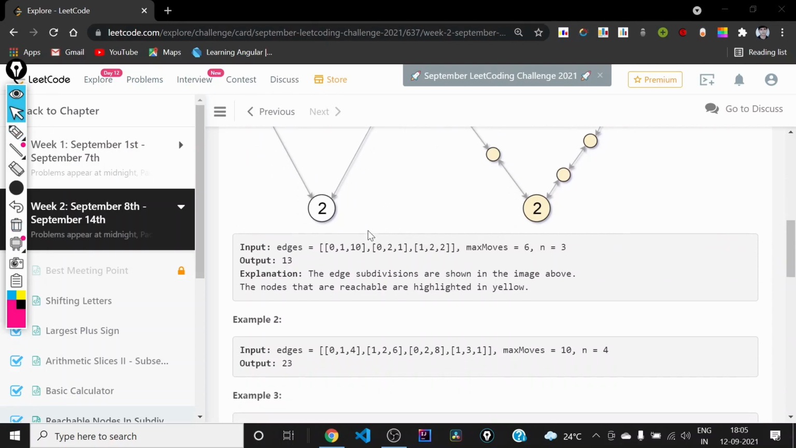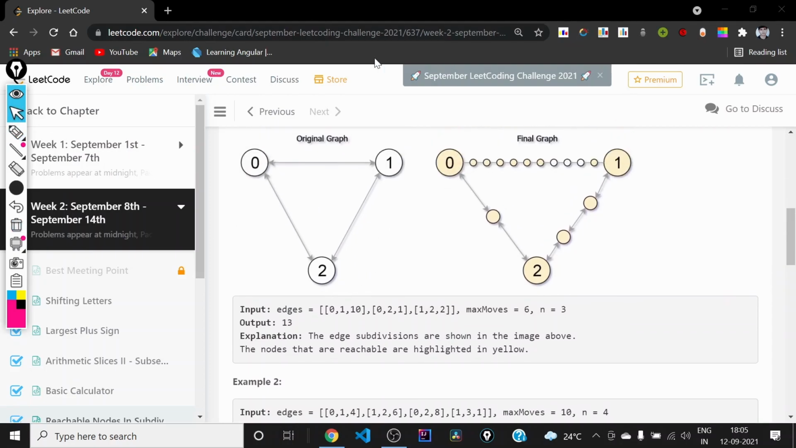in the second example, there are only 13 nodes reachable from this node 0. So where is node 0? So this is node 0, and only these nodes, the nodes that are colored yellow, are reachable from this node 0, and these 3 nodes are not reachable. The reason why they are not reachable is because the max moves is 6.